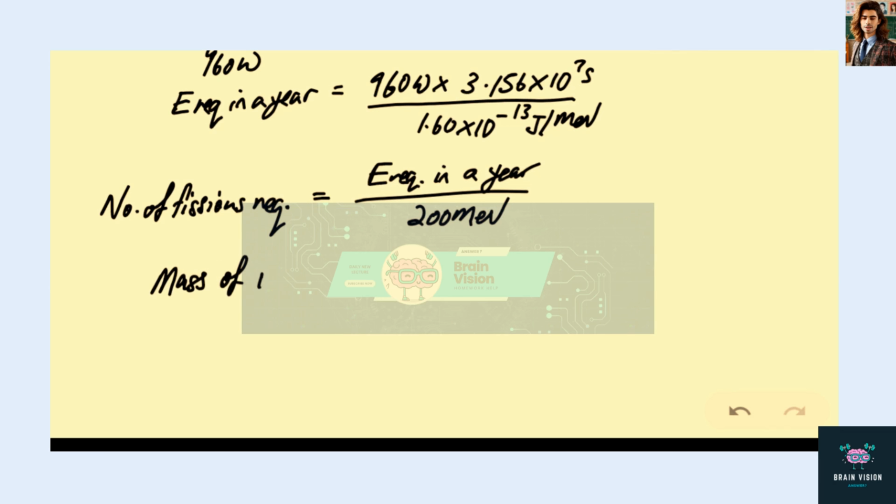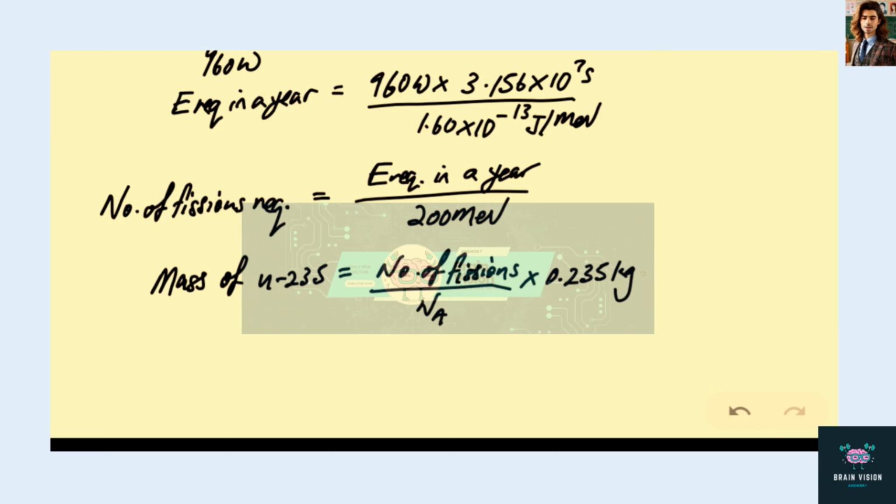So for the mass of uranium-235, since we know that each fission reaction requires one uranium-235 nuclide, we can just take the number of fissions and divide that by Avogadro's constant to get the number of moles. Then we multiply this by the molar mass, and molar mass is given as 0.235 kilogram per mole.